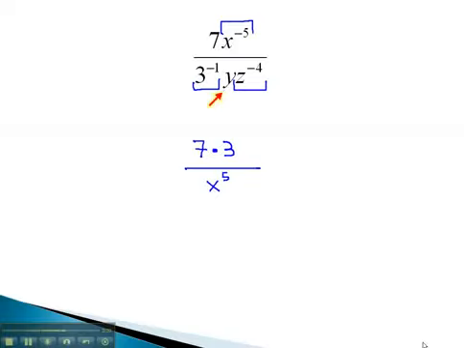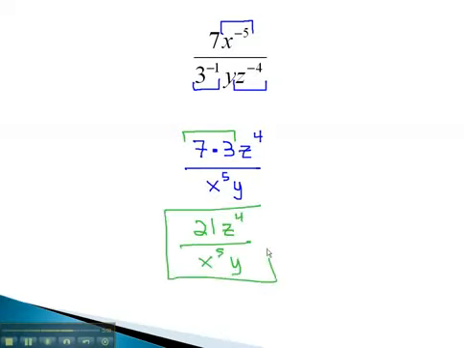The y does not have a negative exponent, so it can stay in the denominator. Z to the negative fourth, however, must move to the numerator, making the exponent a positive 4. Finally, we can simplify by multiplying the numbers to get 21z to the fourth over x to the fifth, y.